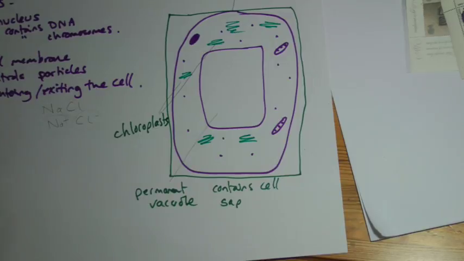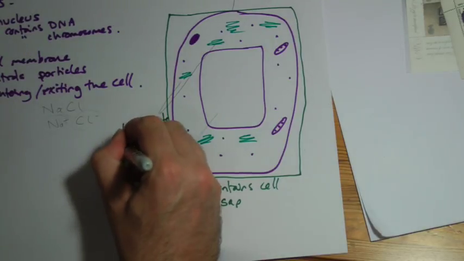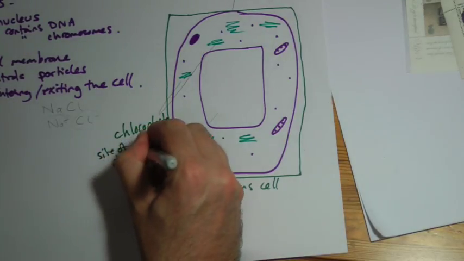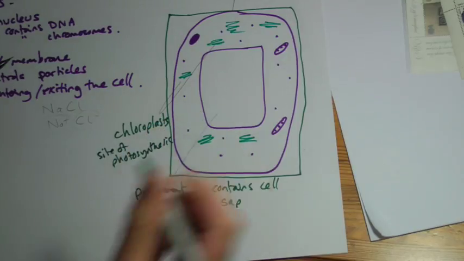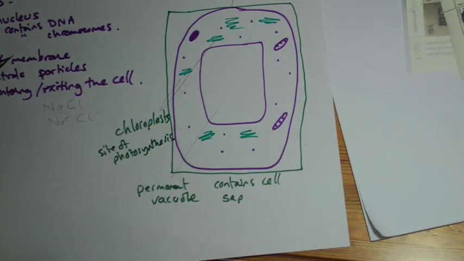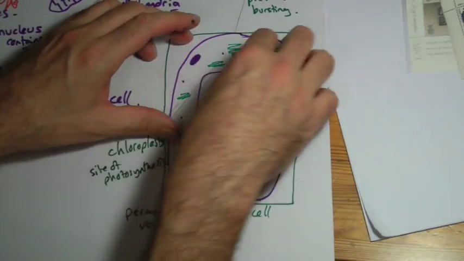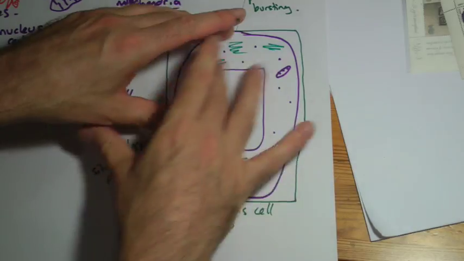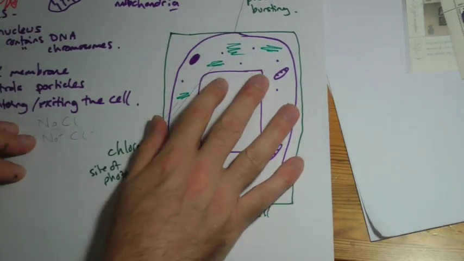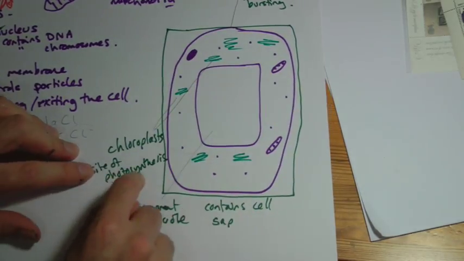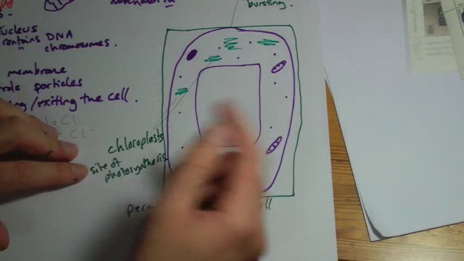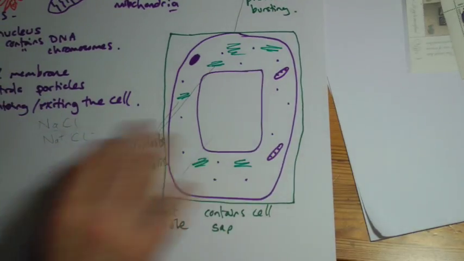But the chloroplasts, the site of photosynthesis. Again, let's not worry too much about the ins and outs of photosynthesis, other than knowing that that's where it happens. You might find that the chloroplasts are all at one end of the cell. You might find there are not many in here at all. For example, if this was from a root, there wouldn't be any chloroplasts in, because there's no light, so there's no point having any photosynthesis. And that's why the roots of plants aren't really very green.